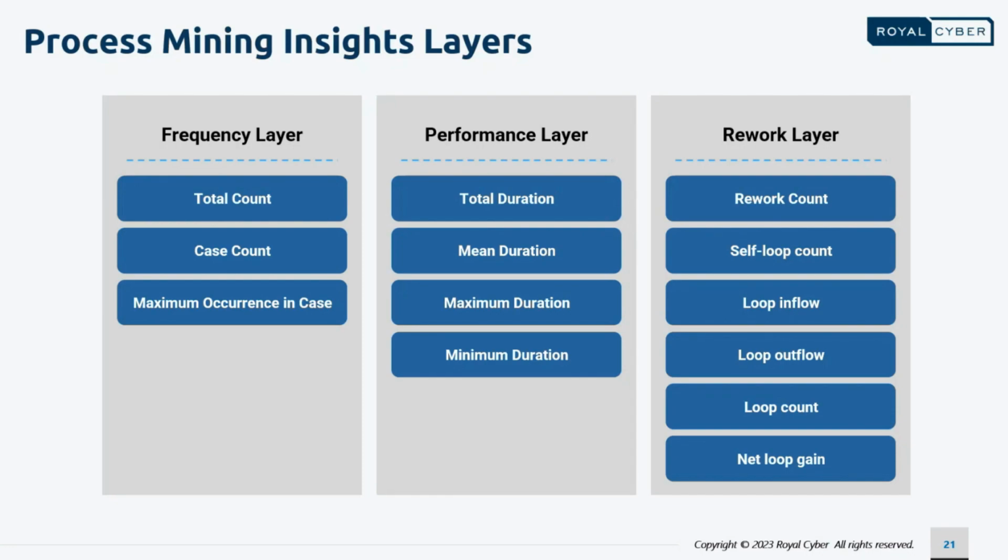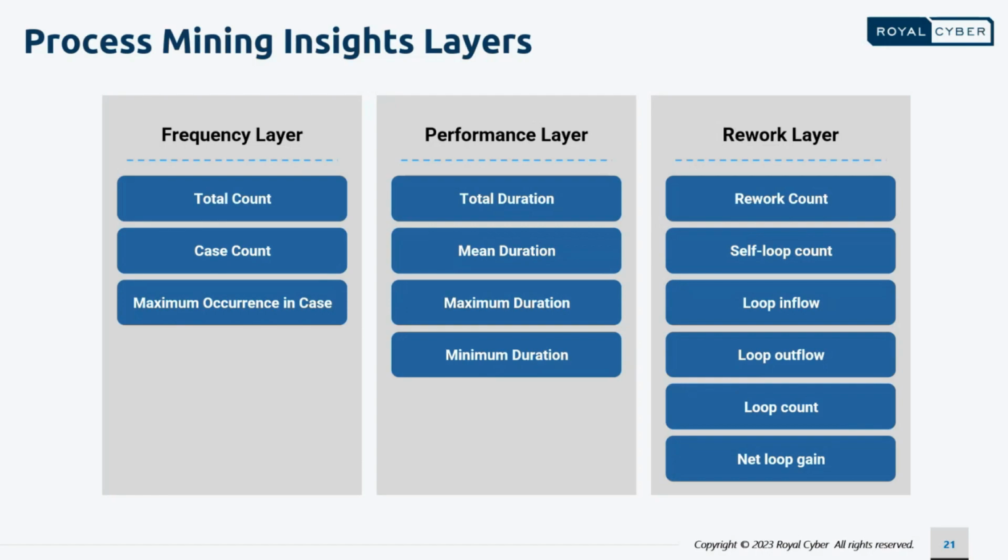And the third one is the rework layer. The rework layer shows a lot of statistics to us. First of all, it shows rework count. Rework count is the sum of all the self loops and loops inside the processes. I'll tell you what self loops and loops are. A self loop is an activity followed by the same activity again. If a self loop happens, it is a big bottleneck and a big issue in the processes, so we have to identify and improve it.